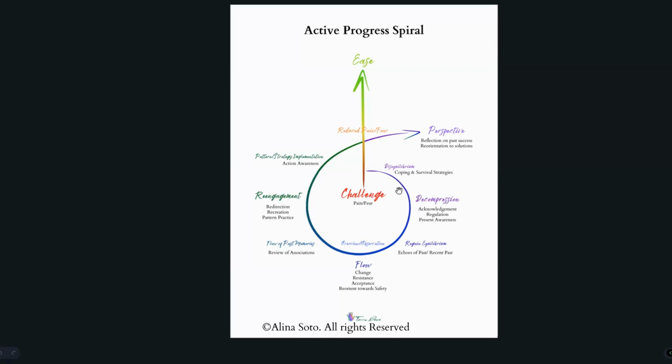We're going to start with the first axis here. The active progress spiral has two axes: the y-axis and the helical axis. The y-axis essentially shows how we can get from something that's red hot. A challenge is defined as something that creates pain or fear or both, and it can include something very overwhelming, such as a traumatic event. But this can essentially be anything.